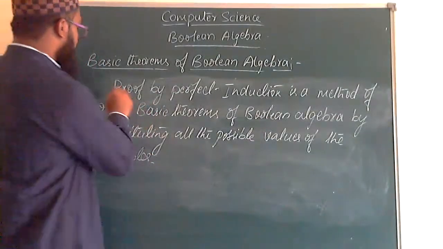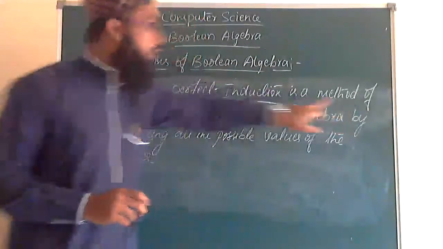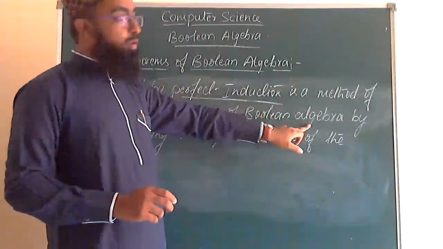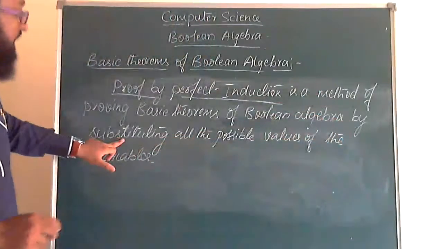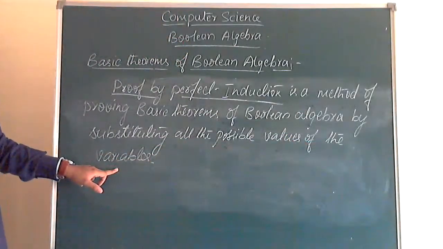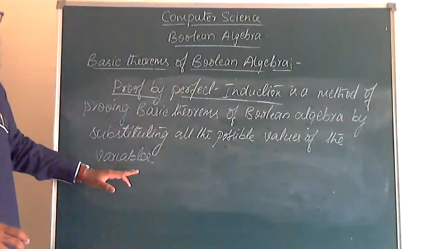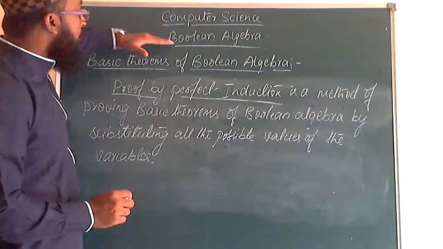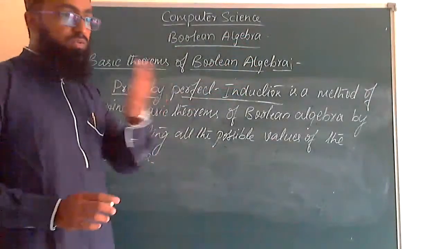Okay, proof by perfect induction is a method of proving basic theorems of Boolean algebra by substituting all the possible values of the variables. So, with the help of proof by perfect induction, now we are going to prove the basic theorems of Boolean algebra, one by one.